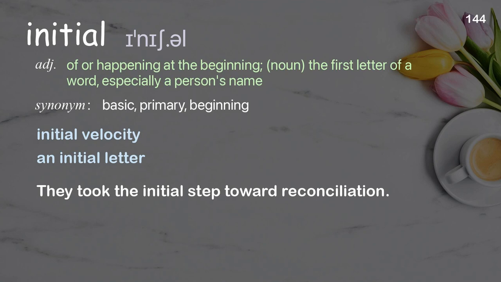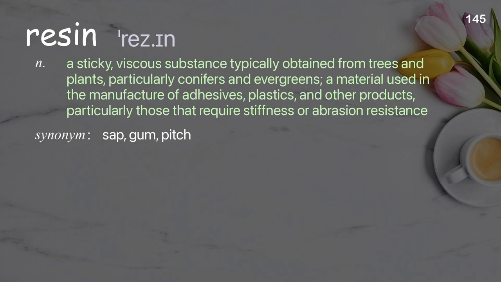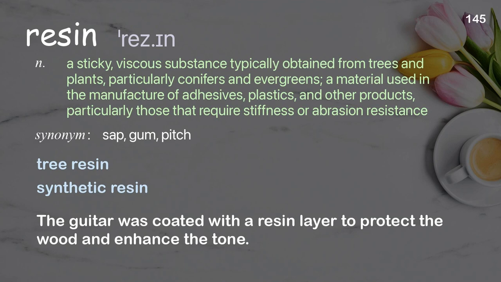Resin. A sticky, viscous substance typically obtained from trees and plants, particularly conifers and evergreens; a material used in the manufacture of adhesives, plastics, and other products, particularly those that require stiffness or abrasion resistance. Examples: Tree resin. Synthetic resin. The guitar was coated with a resin layer to protect the wood and enhance the tone.